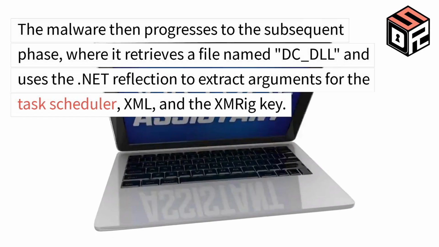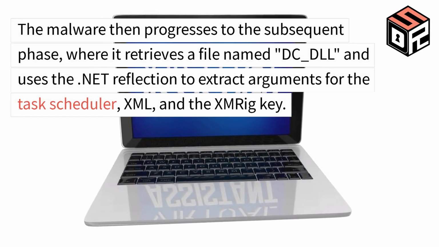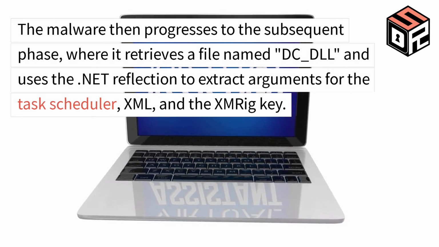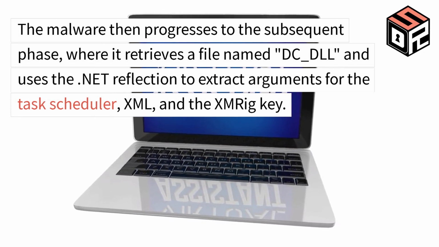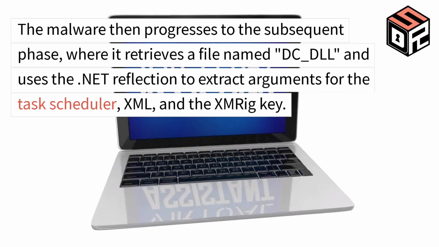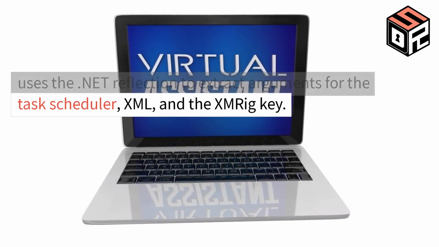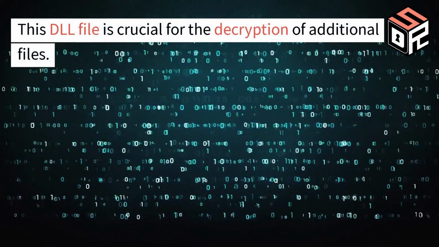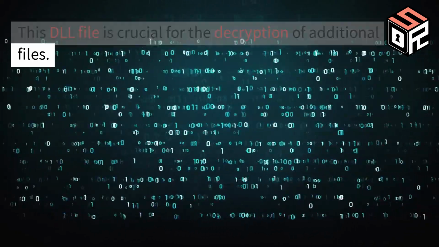The malware then progresses to the subsequent phase, where it retrieves a file named dc_dll, and uses the .NET reflection to extract arguments for the task scheduler XML and the XMRig key. This DLL file is crucial for the decryption of additional files.